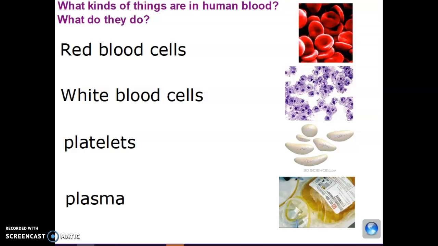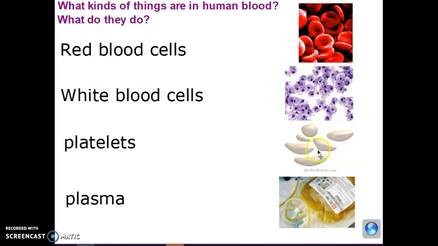So we'll start with the plasma on the bottom. When you remove all the cells from it, it almost looks like a bag of pee down here, okay? But it is actually just the liquid portion of our blood when you take all the cells out of it. Sometimes people donate plasma for other people. It contains your antibodies, it has the food in it that your body has digested, all the antibodies you made your entire life, all those things are in plasma.